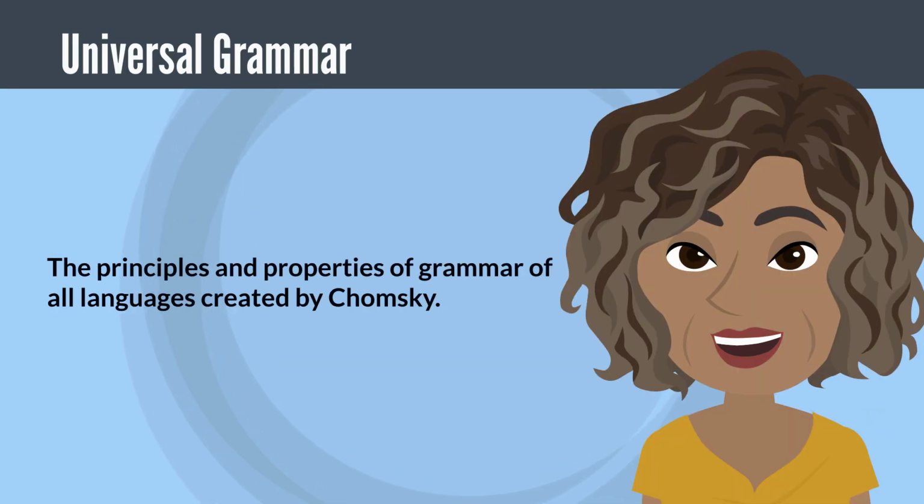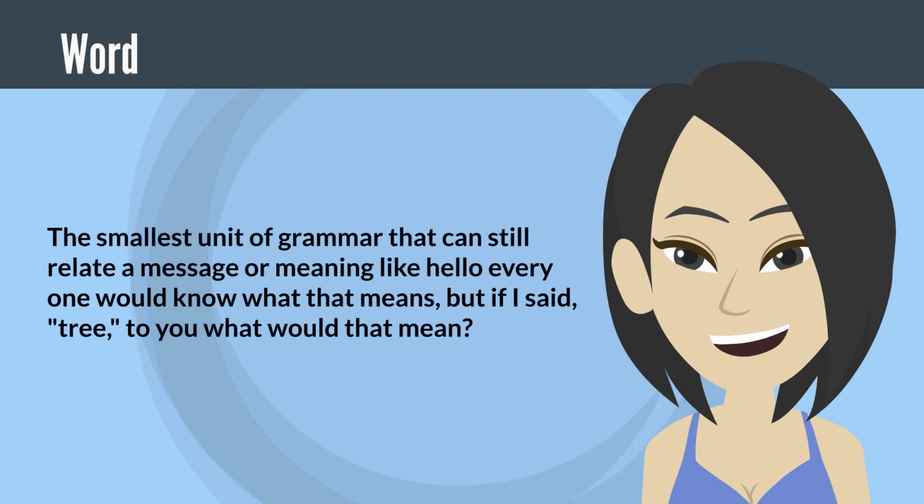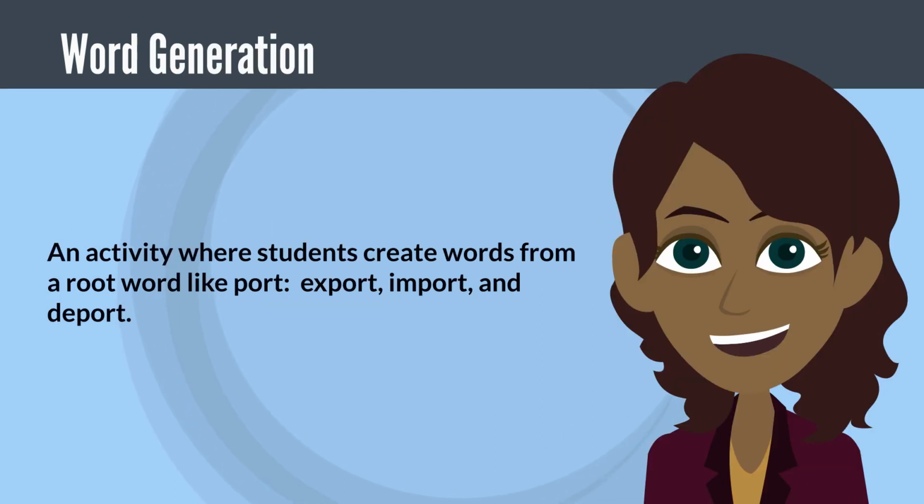Universal grammar is the principles and properties of grammar of all languages, created by Chomsky. Word is the smallest unit of grammar that can still relate a message or meaning, like "hello everyone" you would know what that means, but if I said "tree" to you, what would that mean? Word generation is an activity where students create words from a root word like pour, export, import, and deport.